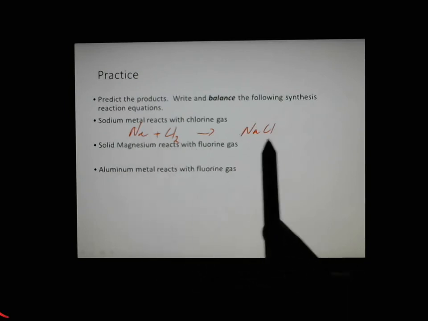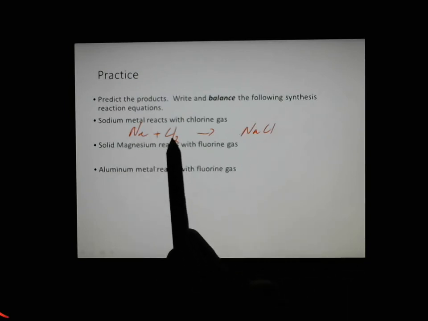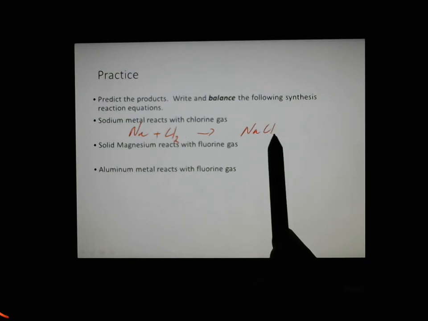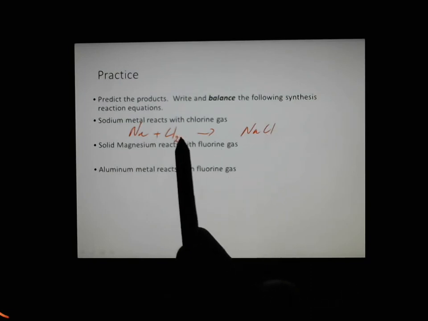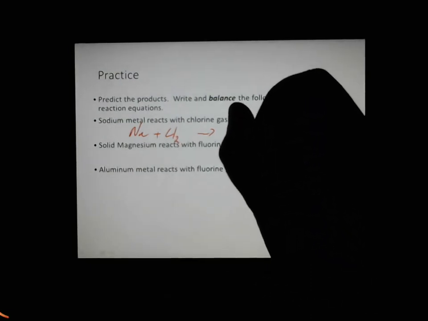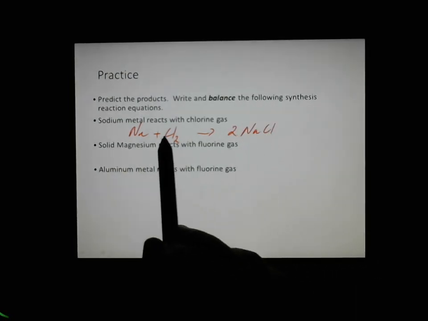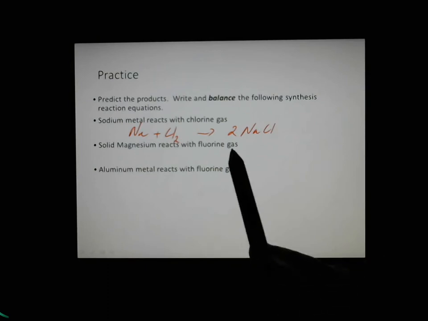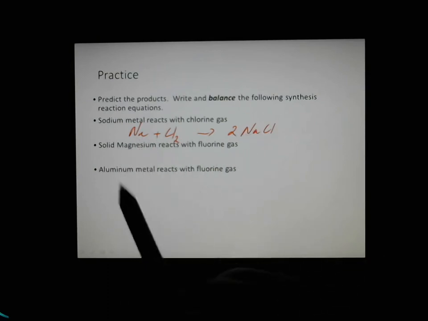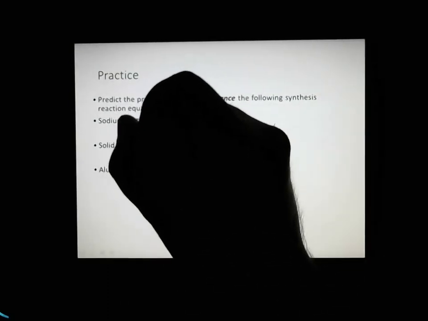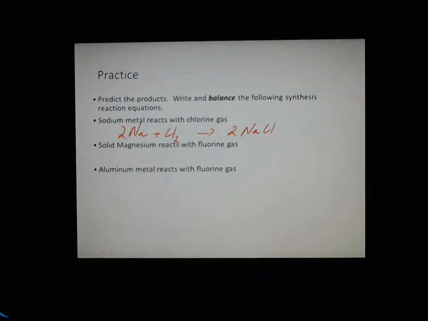This formula is not balanced because I have 2 chlorines here, but only 1 chlorine there. So if I've got 2 chlorines here, I need to slap a 2 out the front. But now, I've got 2 chlorines, that's good. But I've got 2 sodiums, 1 sodium. So I'm going to need a 2 there at the front as well. Okay. Now the second one, we're going to have to do a couple of steps on this.